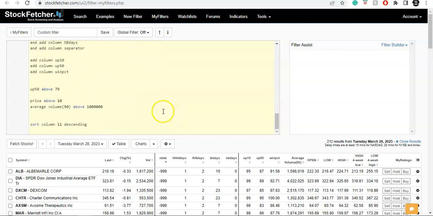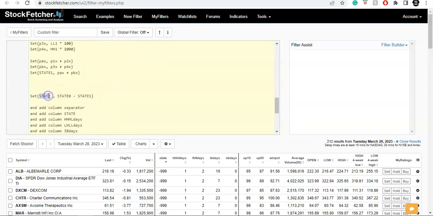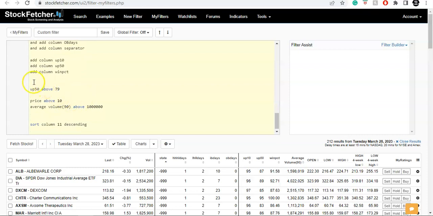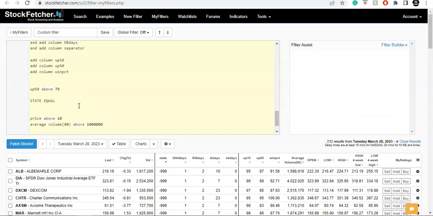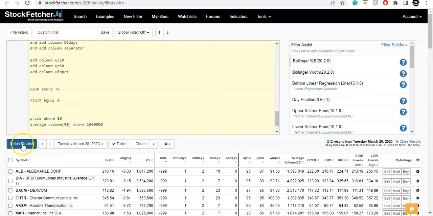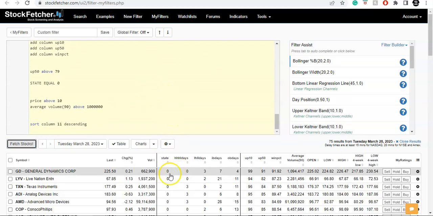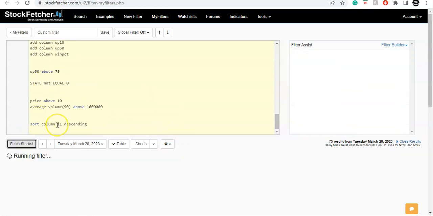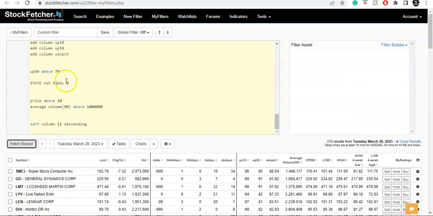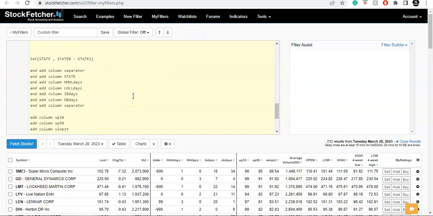Or if you wanted, you could say, I want to see state equals 0, and then you can find out all the ones. Now the thing is, I don't think they have not here. No, not doesn't work. That's one of the unfortunate things. You have to do a little math in there to make that happen. Or you can do or.